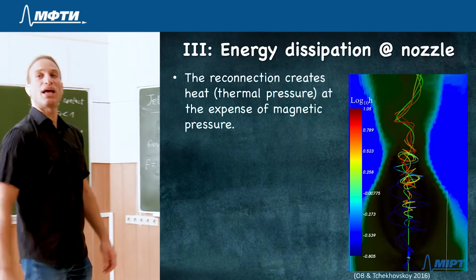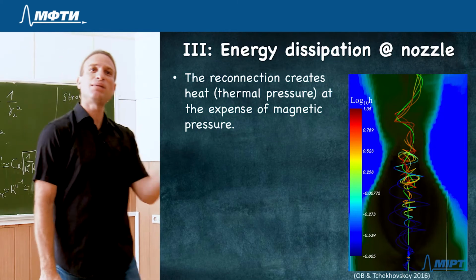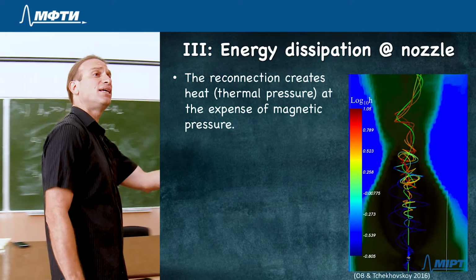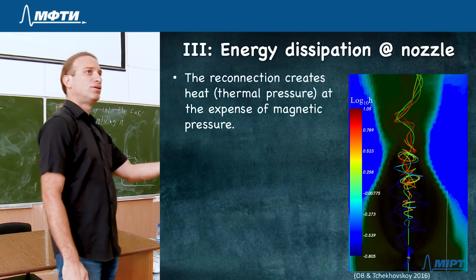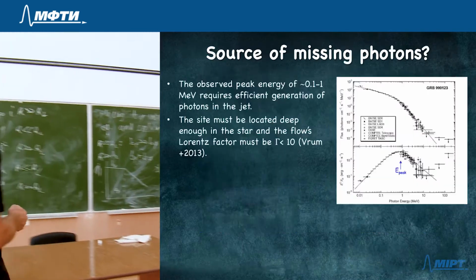So in this nozzle, I got a lot of dissipation. Now, this dissipation is doing something. When I dissipate magnetic field, I'm taking magnetic energy and I transform it into thermal pressure.